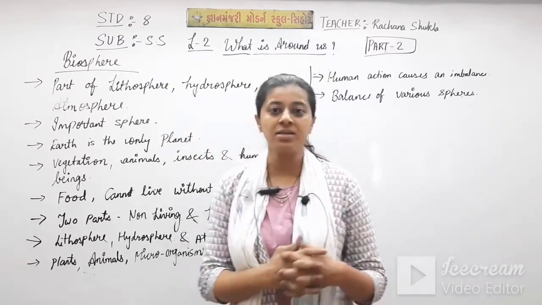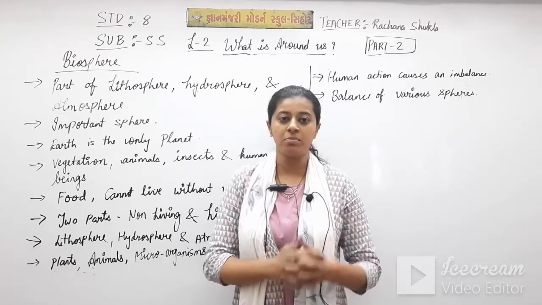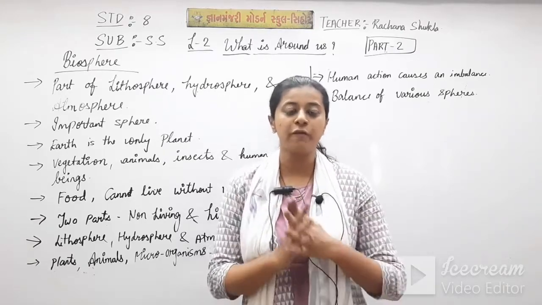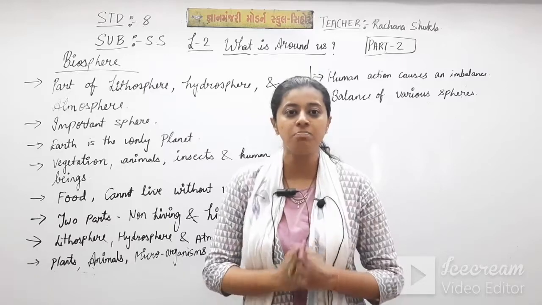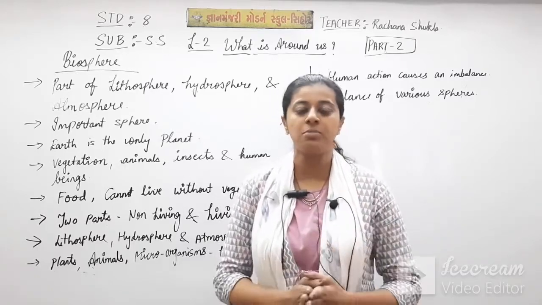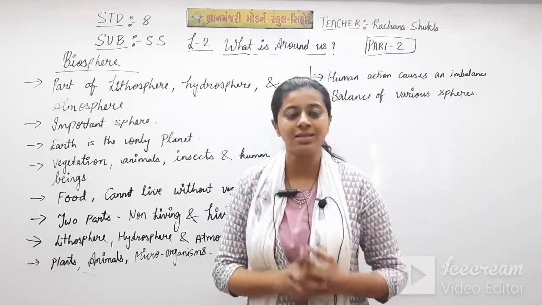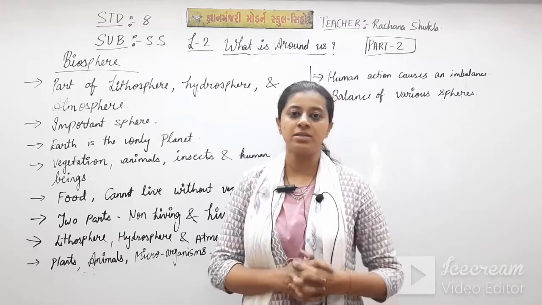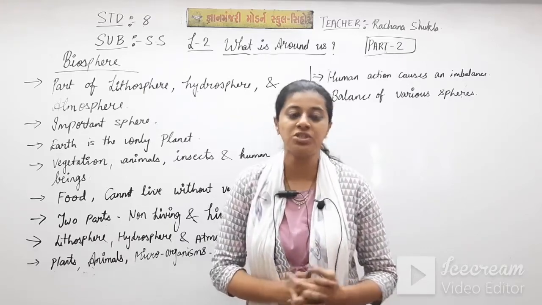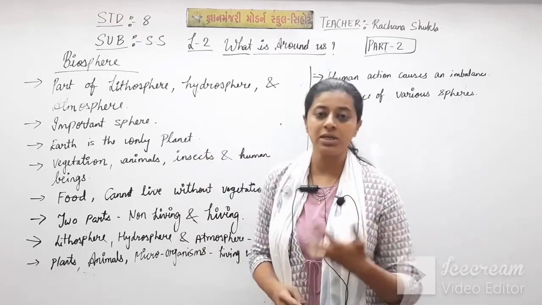Now biosphere is the important sphere of our earth. Why is it important? Because due to the existence of biosphere only, living beings, human beings or living creatures are possible on this earth. There is no other planet in the solar system in which biosphere is there. Earth is the only planet in which there is biosphere. Now what is biosphere? What does it comprise of?